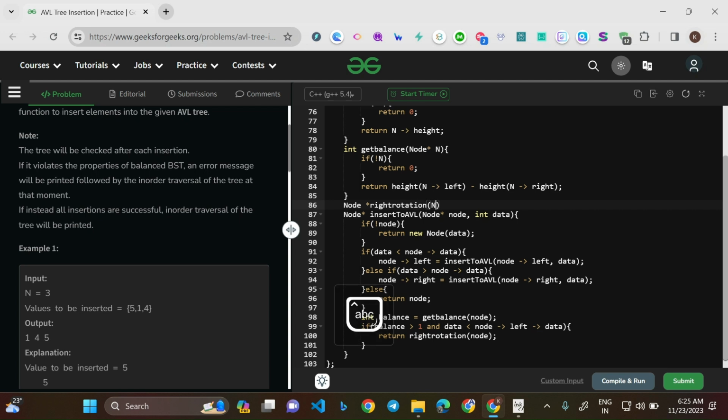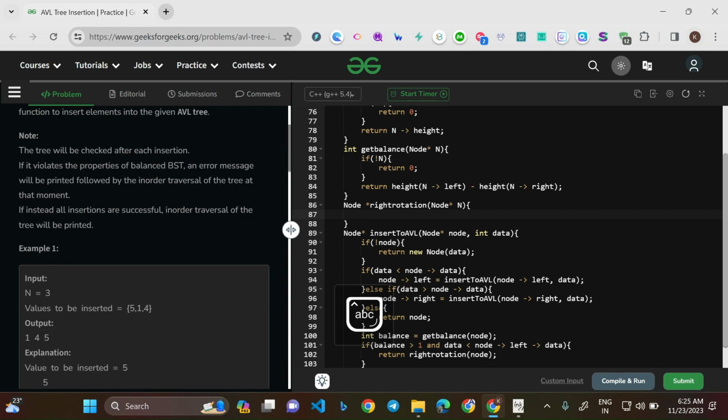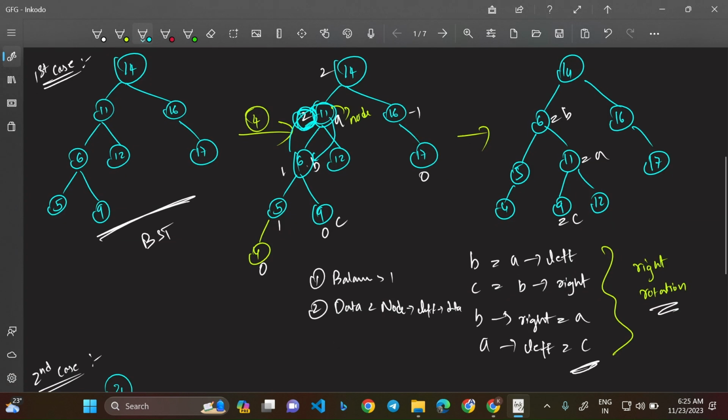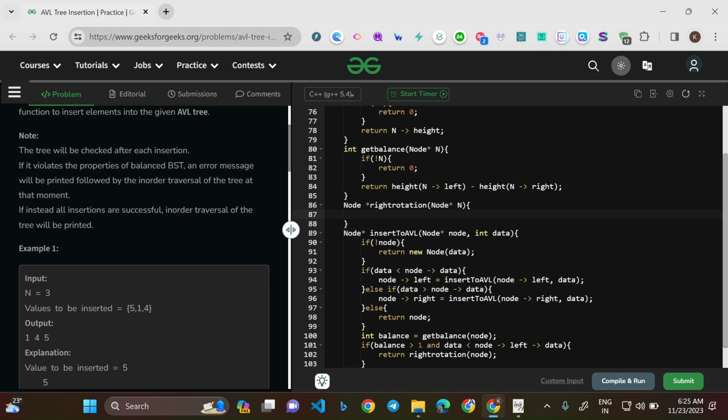So we'll be having the node now. Node star n, let us assume that is the value. What are the things that we are doing? If we carefully see, we'll first be storing the node's left. Initially we are provided with this, and now we'll be storing its left in b. Let us write this as a itself for better understanding. So node star b is equal to a's left. That's the first thing.